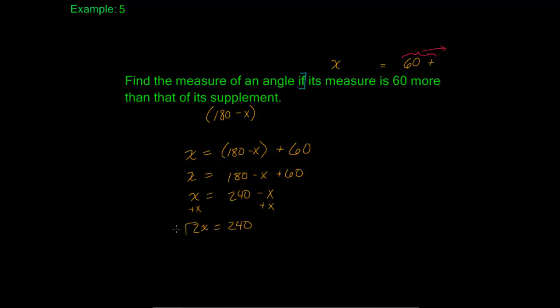I'm going to divide both sides by 2. X then equals 120. Put a box around that. If we read the question, find the measure of an angle if its measure, so there we go, it's telling us that its measure is x. So once we find x, we have found the measure of that angle. Alright, so let's move on.